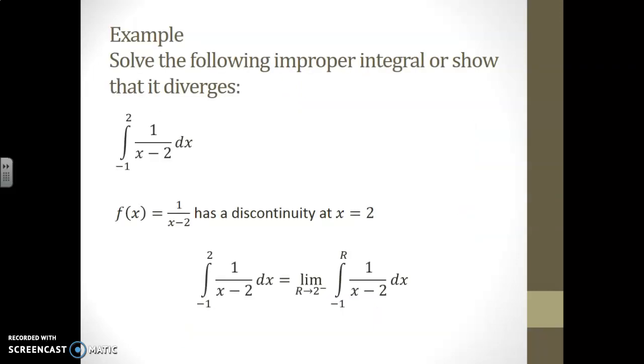For example, when integrating 1 over x minus 2, one can recognize that the integrand is discontinuous at x equals 2 itself, which is the right bound. So we have replaced the right bound 2 by a number called r, to which we will then take a limit from the left of 2.